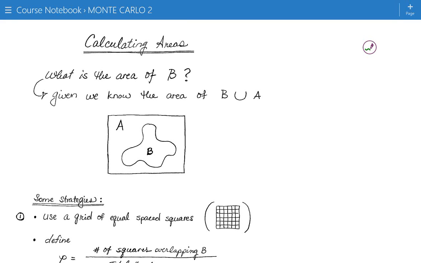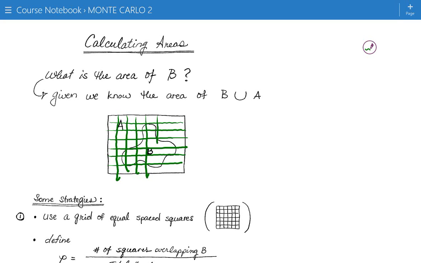The question would be, how do we get the area of B if we know the area of A union B, or to say we know the area of the box? Well, here are some strategies. One strategy is we might chop this whole box up into grid lines, as I'm doing here. Equally spaced, even if they don't look equally spaced, they're intended to be so.